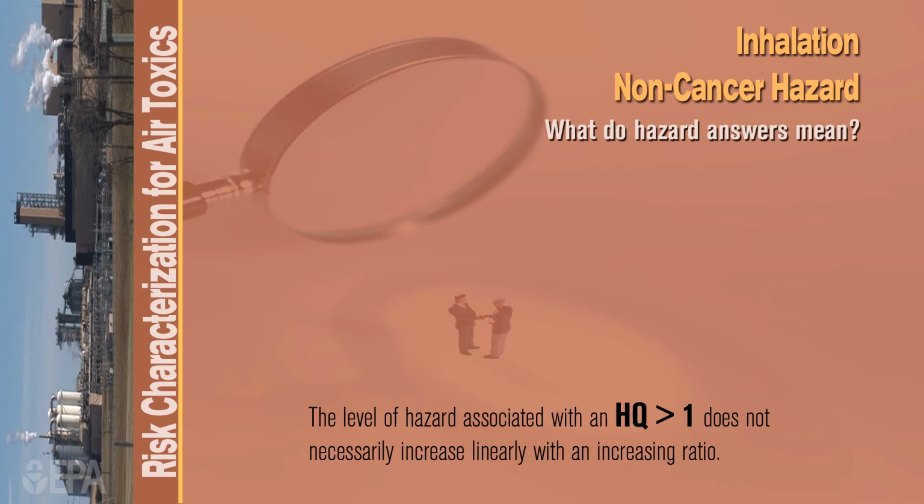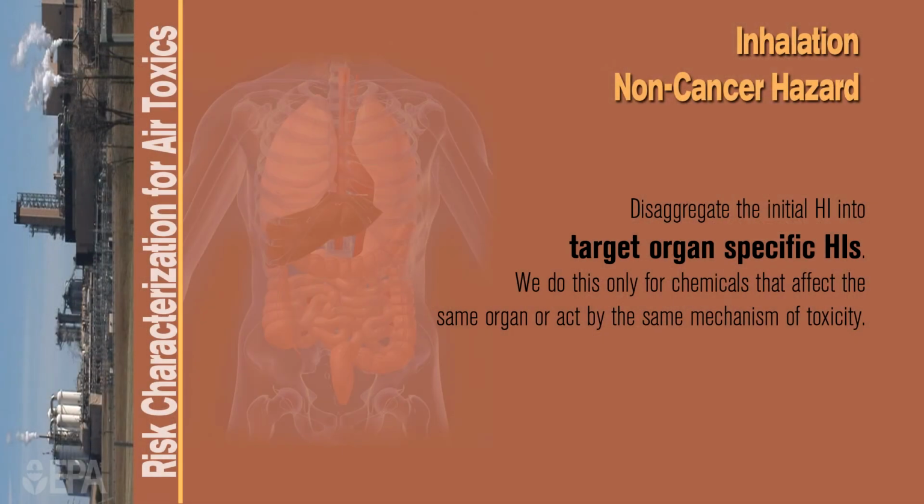Here's another difference between cancer risk and non-cancer hazard. For cancer, we don't make presumptions about the different types of tumors we may observe, and we just add them all together and leave it at that. For non-cancer effects, however, we can sometimes disaggregate the initial HI into target organ-specific HIs. We only do this for chemicals that affect the same target organ or act by the same mechanism of action.